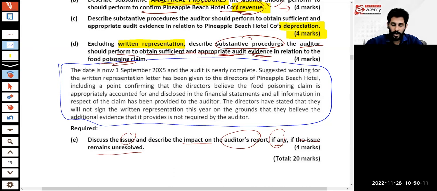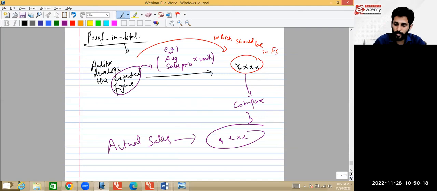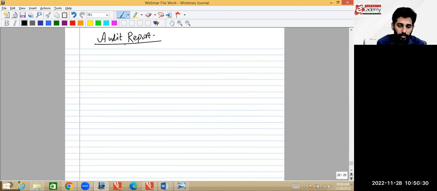All right, you might have read this. Now, before starting with this question, I would like to explain the impact on the audit report. Now, see that there is the audit report, right?